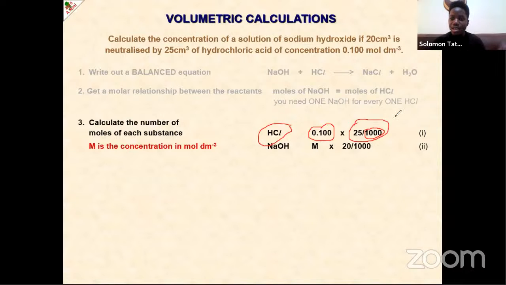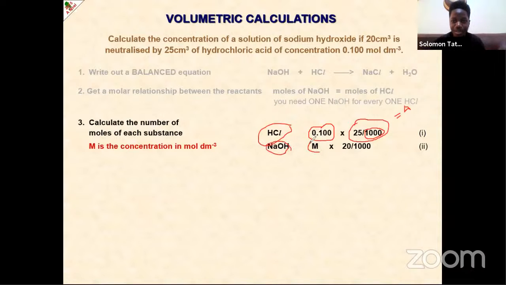You can get the answer here. Whatever answer you get here is fine. Then you also have to find the moles of sodium hydroxide. Same thing.